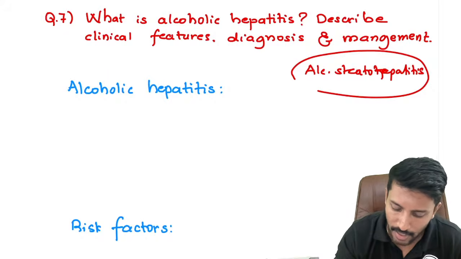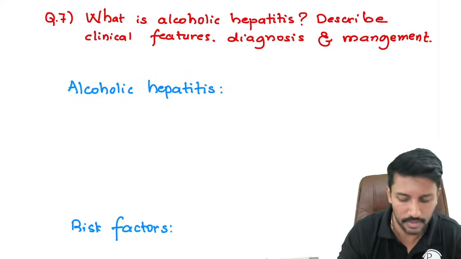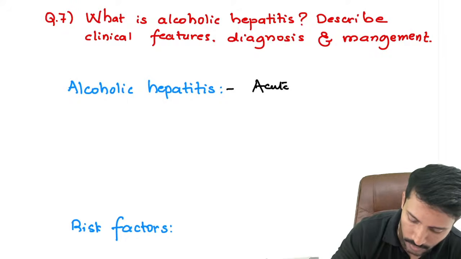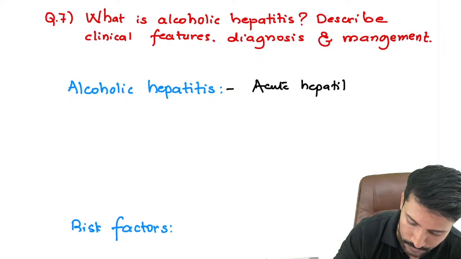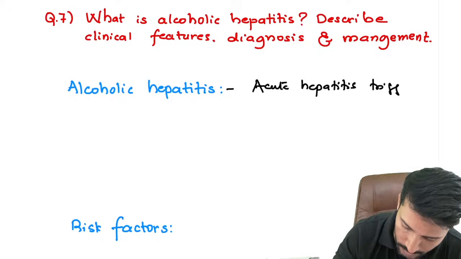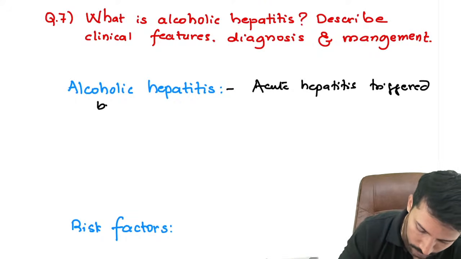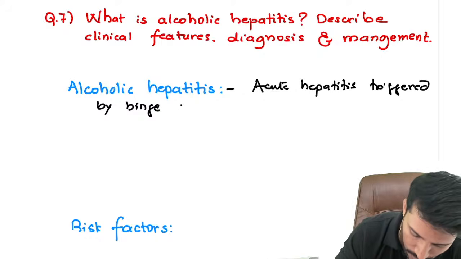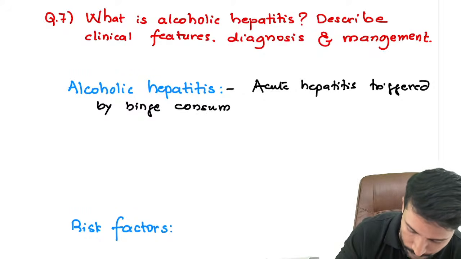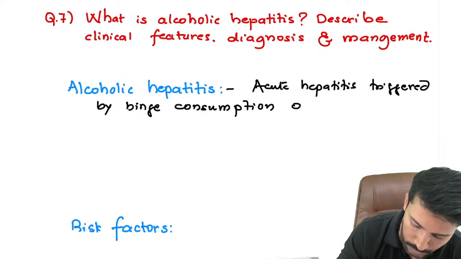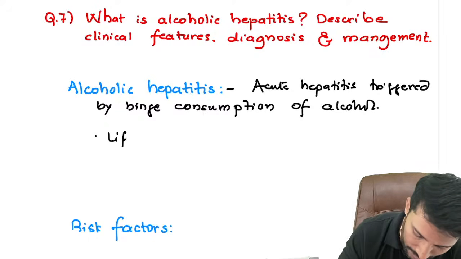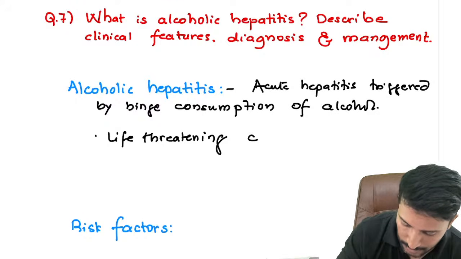Alcoholic hepatitis is an acute complication of alcohol intake. So alcoholic hepatitis is an acute hepatitis triggered by binge consumption of alcohol, and it is a life threatening condition. It's a life threatening condition.